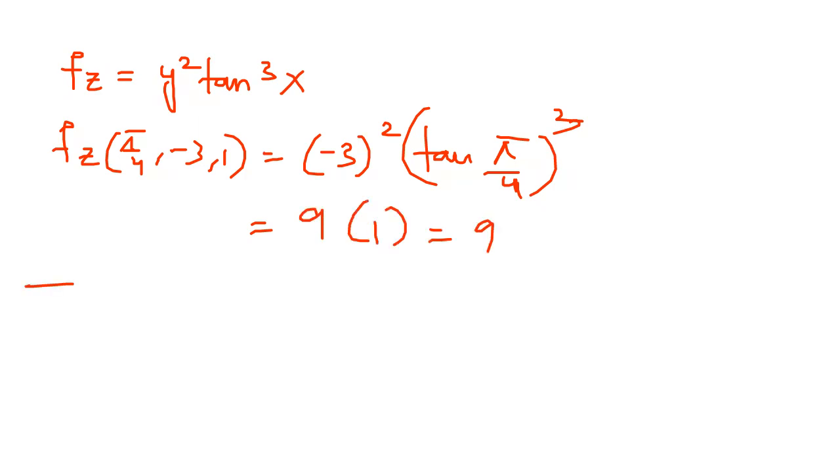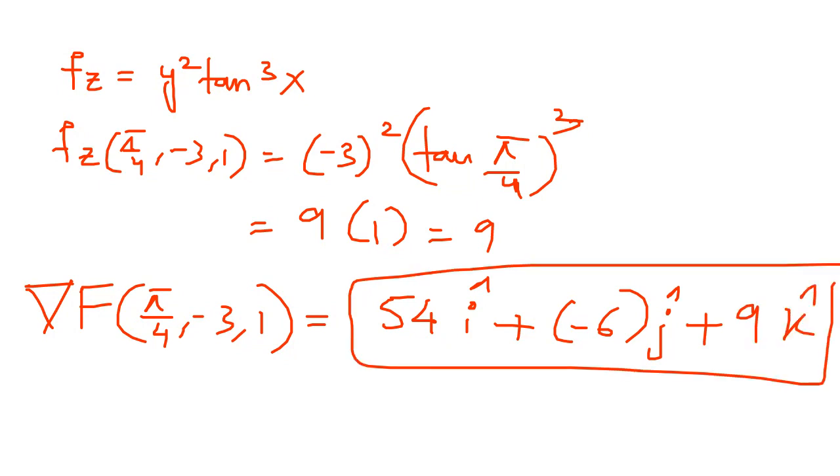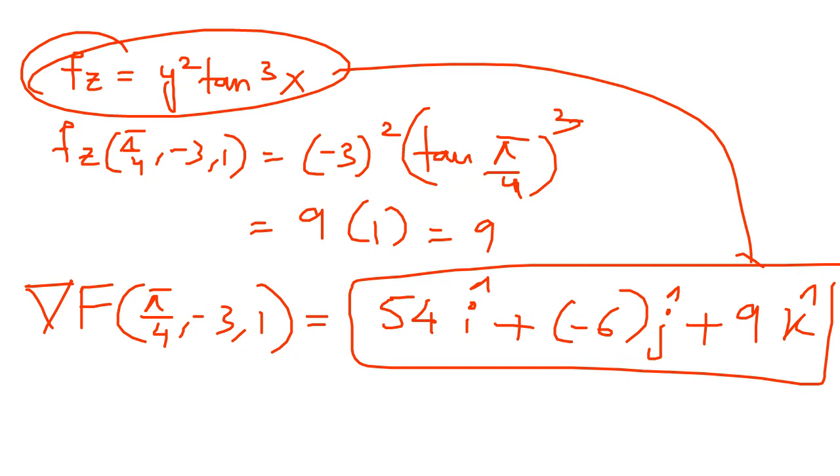So when you substitute in the gradient of the function at the point pi by 4, minus 3, and 1, that is equal to 54i plus minus 6j plus 9k. So this is the gradient. Okay, understand? If the point is not given, you have to write the general form like this, with respect to z, k. If the point is given, you have to substitute the point. So this is all about the gradient.